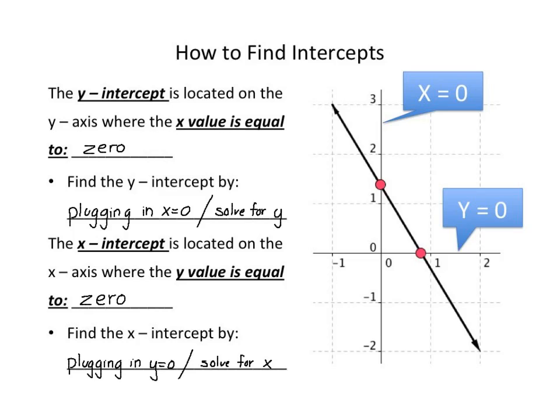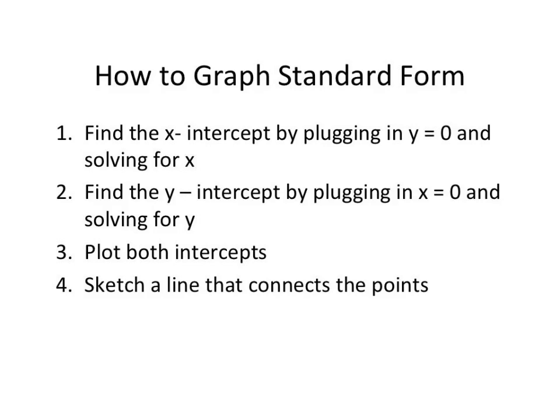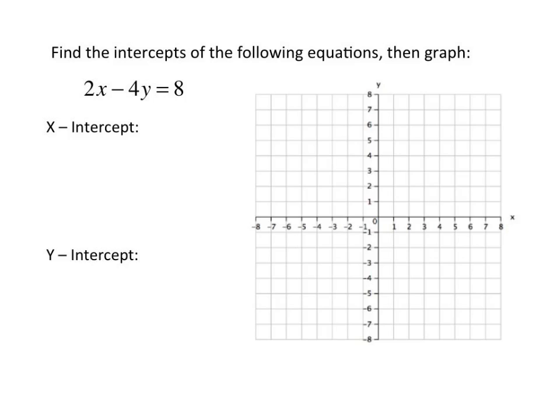So let's see if we can put these two different ideas together and actually get some decent sketches of some graphs. Here's how we're going to do it. Number one, we're going to find the x-intercept by plugging in y equals 0 and solving for x. Then we're going to find the y-intercept by plugging in x equals 0 and solving for y. Then we're going to plot both these points, and then we can simply sketch a line that connects those points together. So here's our first problem. I want to find both the intercepts of 2x minus 4y equals 8 and then graph.